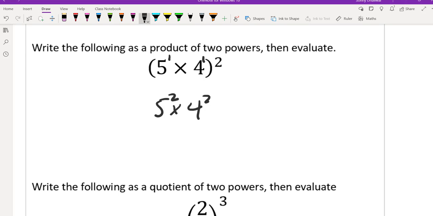Okay, first part done. Now evaluate. What does the word evaluate mean? Add? Not add. Calculate. Turn this into a number. So we turn the first number into a number. What's 5 squared? 25. What's the second one as a number? 16. We multiply these together. 400.